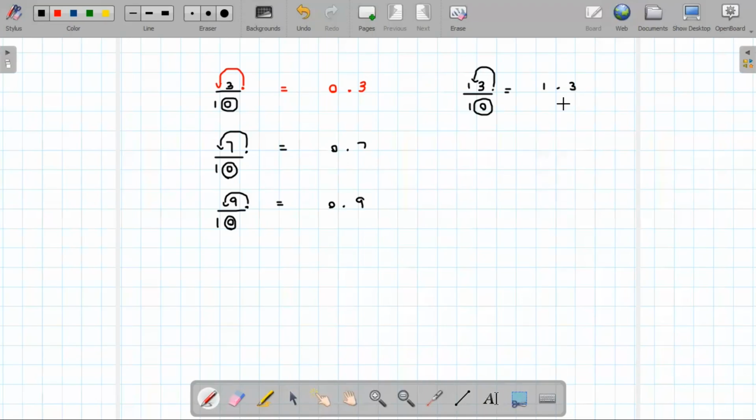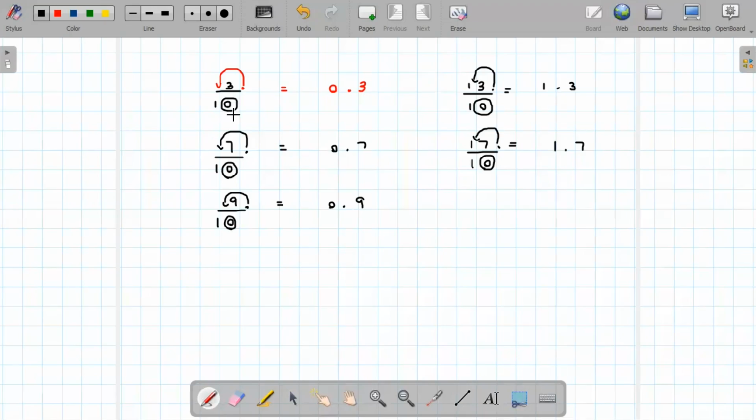I am taking another one, the last one, 17/10. Ten is there in the denominator, so the decimal point is here. If it is 10, we are going to move it 1 unit to the left hand side. Then it will become 1.7. These 5 examples are about the denominator which has 10.